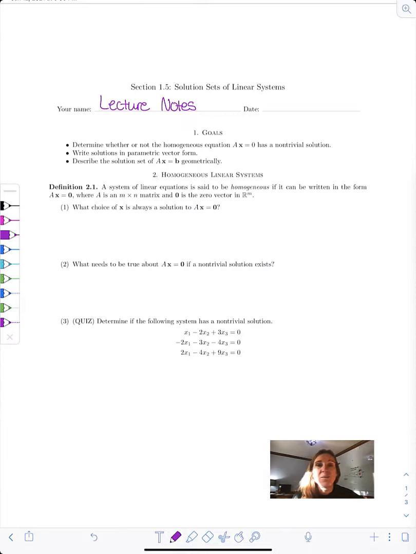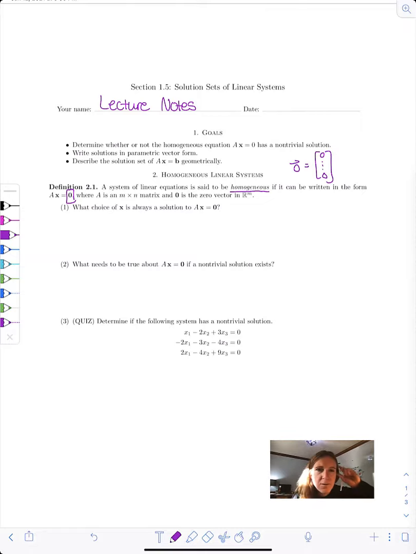So first we'll talk about homogeneous linear systems. Homogeneous means that instead of writing AX equals B, we write AX equals 0. And 0 is the zero vector, a column that consists only of zeros.